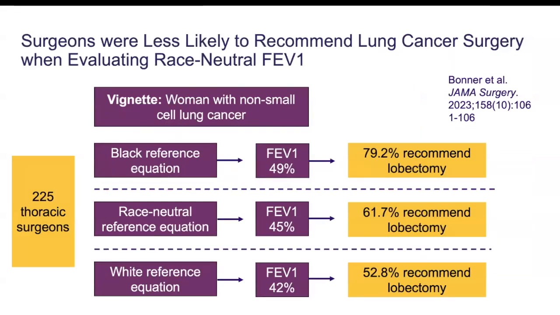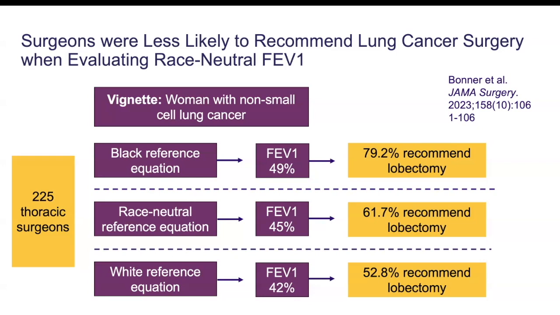This study demonstrates the impact of reference equations on lung cancer surgery recommendations. In this study, 225 thoracic surgeons were given a clinical vignette of a 71-year-old woman with a right upper lobe non-small cell lung cancer. They were randomized to one of three groups receiving a different percent predicted postoperative FEV1 value. This value is used in clinical guidelines for lung cancer treatment recommendations. While the value of FEV1 in liters was the same, the percent predicted varied depending on reference equation used.